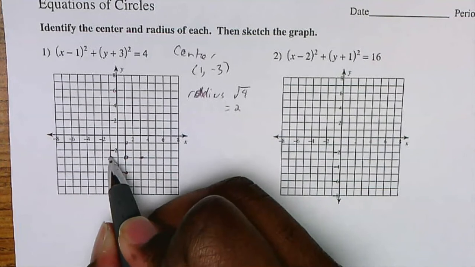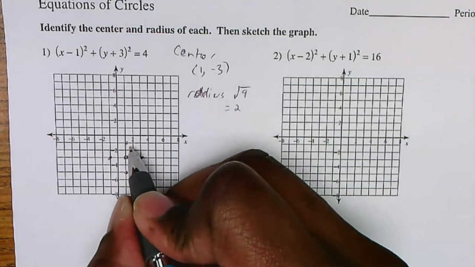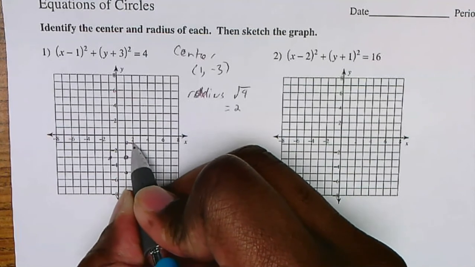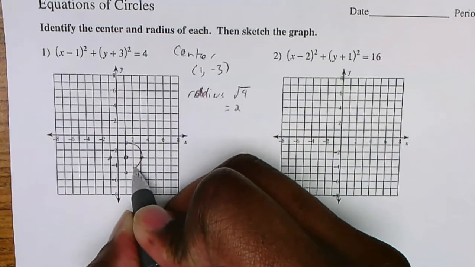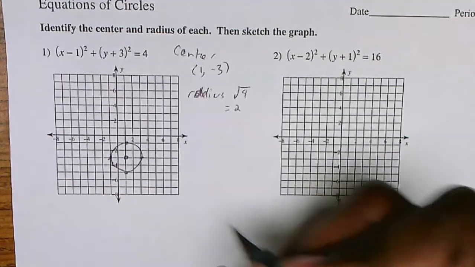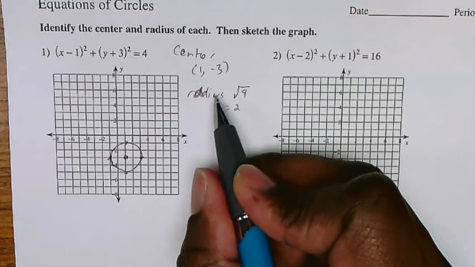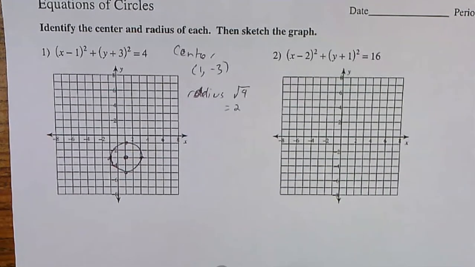So those are 4 points I know for certain are on the circle. Now a circle is an infinite amount of points, all the same distance from the center, but those are 4 points. So connect those dots in a circular fashion. I don't want to make straight lines connecting them so they look like a rhombus or something like that. I want to connect them so it looks like a circle. And that would be the graph of that circle. So I use my center and my radius to actually graph that circle.